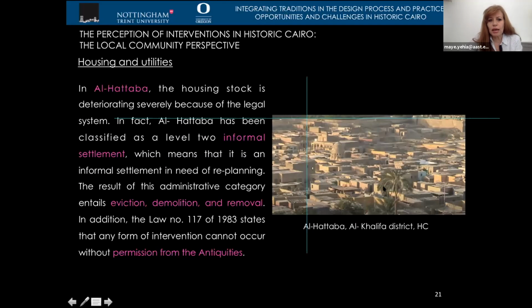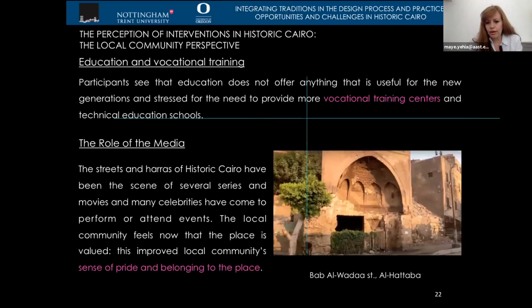About housing and utilities, we can see that in Al Hattaba, the housing stock is deteriorating severely because of the legal system. In fact, Al Hattaba has been classified as a level 2 informal settlement, which means that it's an informal settlement in need of replanning. The result of this administrative category entails eviction, demolition, and removal. And at the same time, it's considered a historic area, which is a problem, of course, for the area and for new intervention.